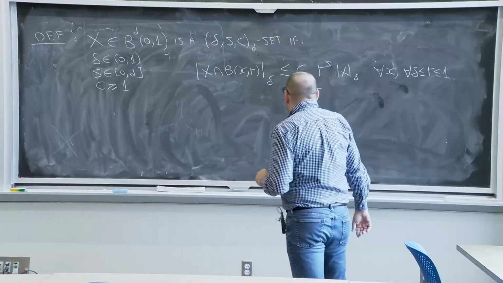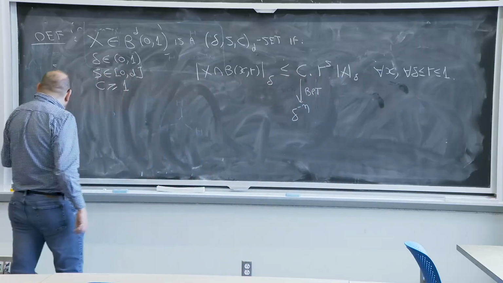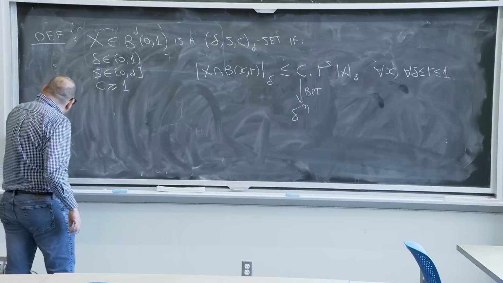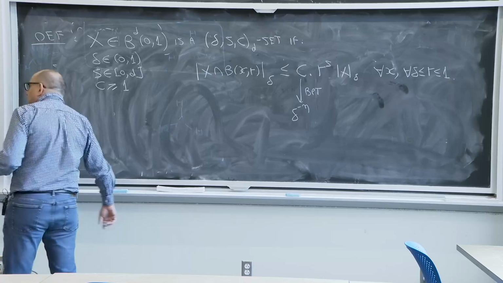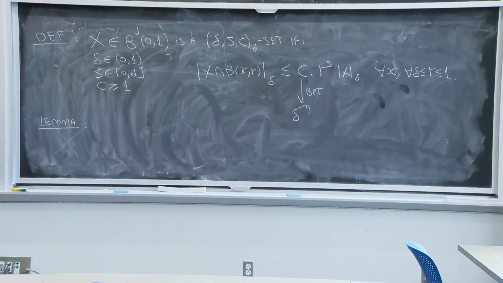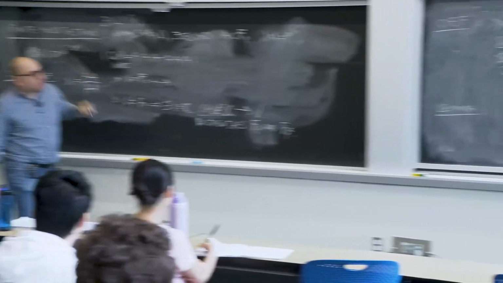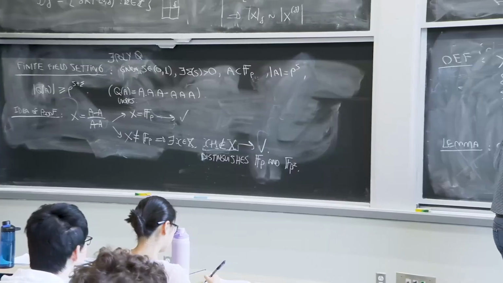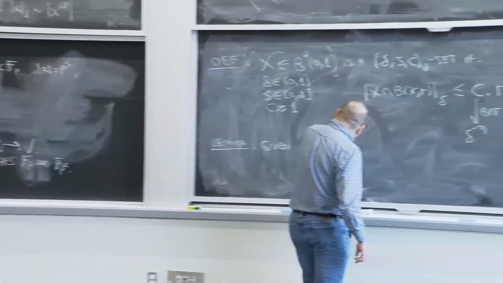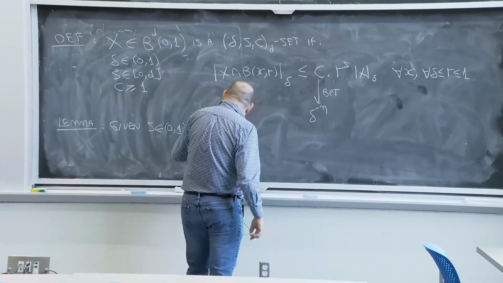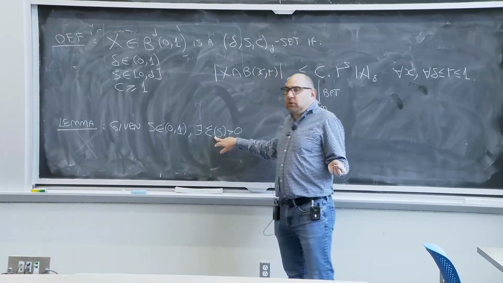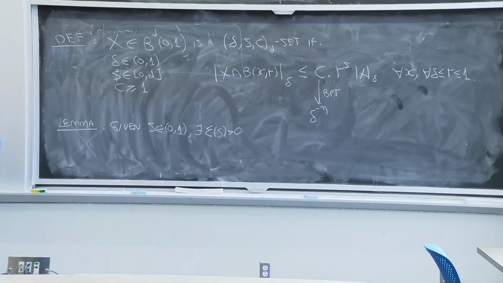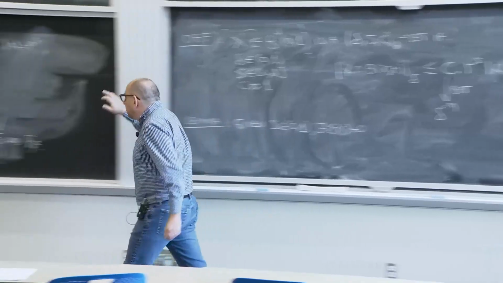OK, so now we can state something. Lemma. So it is the analog of the first step in the proof. Given an s between 0 and 1, there exists an epsilon. And all these epsilons can be taken to depend continuously on s. So this is important. Well, I started saying the sentence, I'm going to finish.